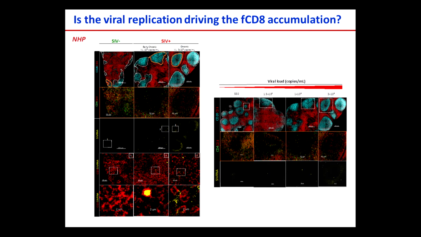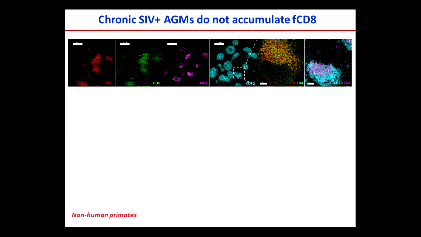So here I show you monkeys with 4 different levels of virus from lowest to highest. Here you can see the germinal centers. We can go in and identify follicular CD8 T cells, and here we can identify SIV RNA. Because of the lights you really can't see this, but what I can tell you is that there's no correlation between SIV RNA and the number of follicular CD8 T cells that we see. So if it's not SIV or HIV expression that's driving these cells in there, what could it be?